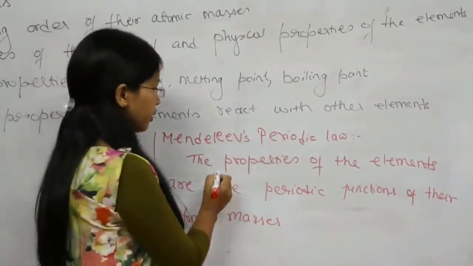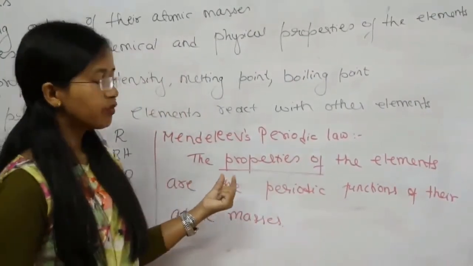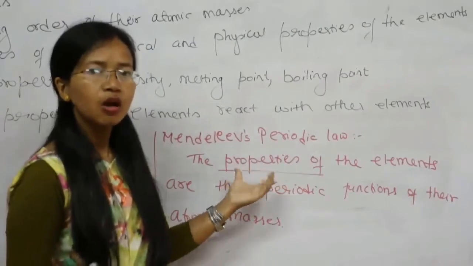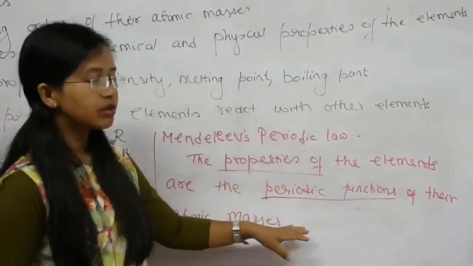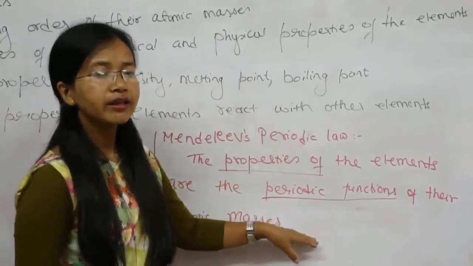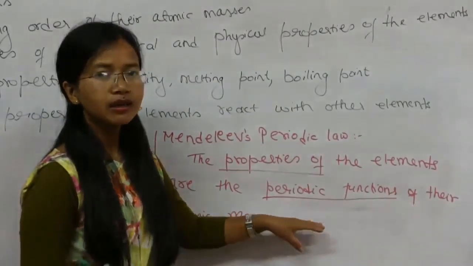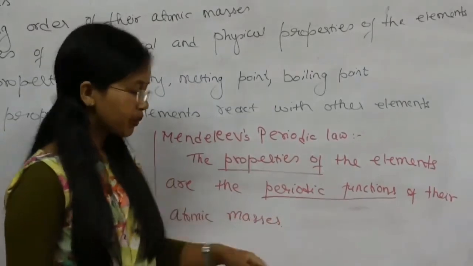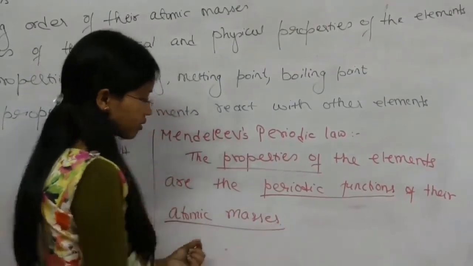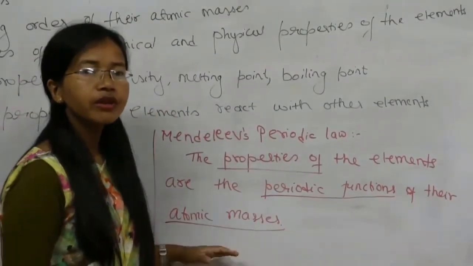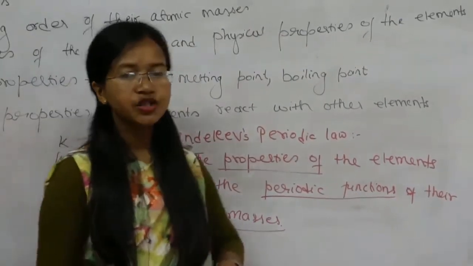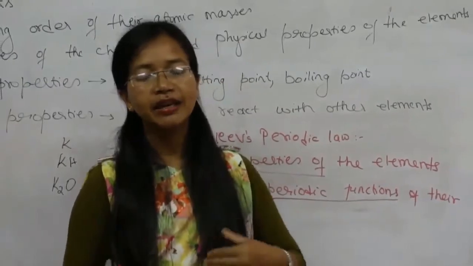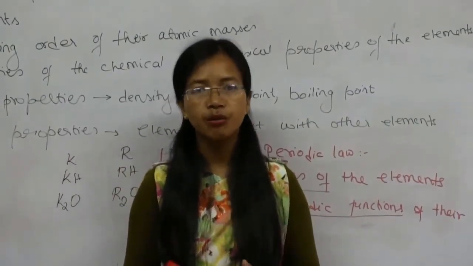Alright, so here the word properties refers to the physical and chemical properties, and periodic function refers to the regular interval at which the elements occur in the table, and atomic masses refers to the order of their increasing atomic masses. So these are the achievements of Mendeleev, and now let us see the limitations of Mendeleev.